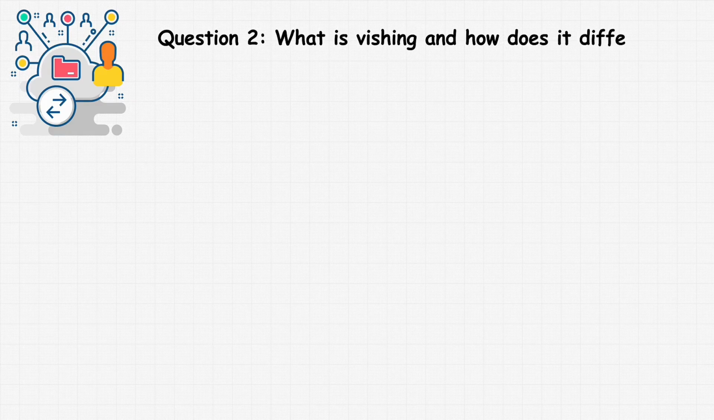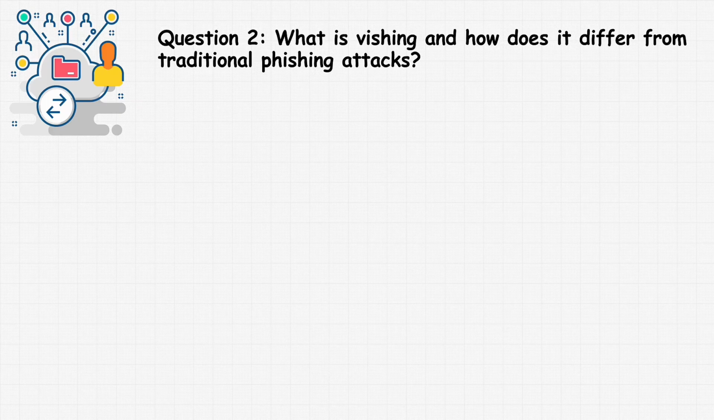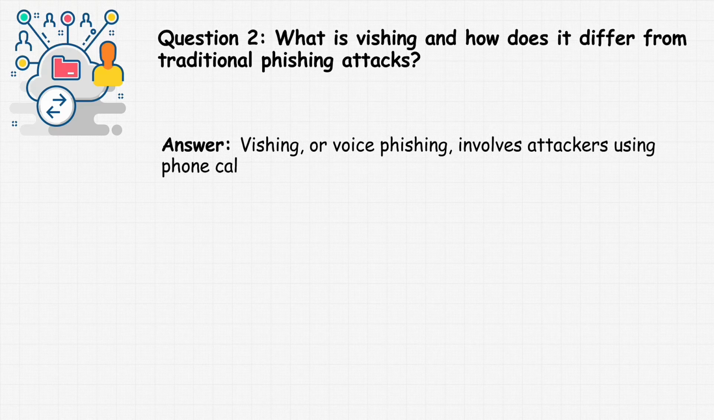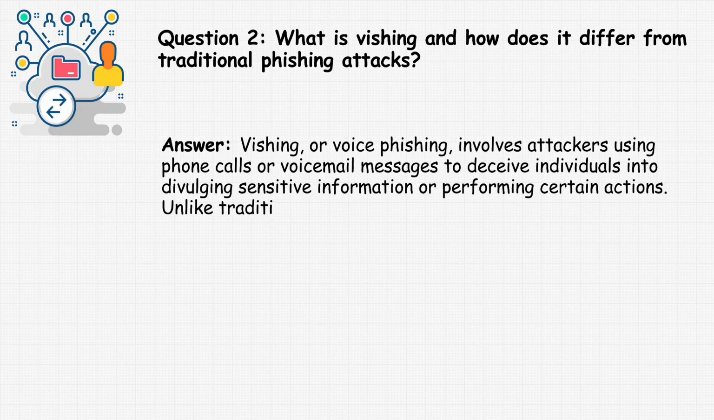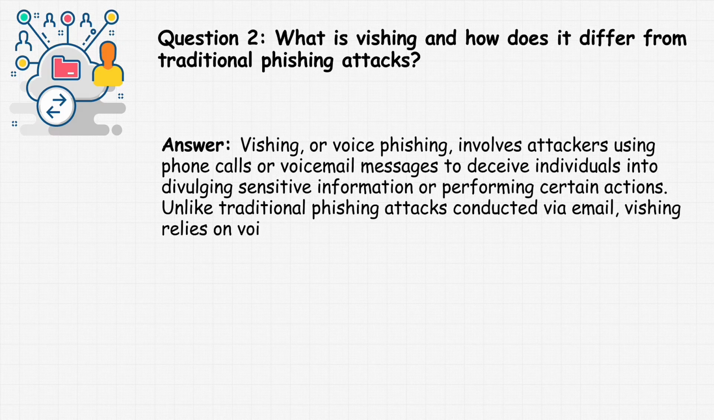Question number 2 is, what is vishing and how does it differ from traditional phishing attacks? Let's wait a few seconds for this one as well. And if you guessed properly that vishing is voice phishing, which involves attackers using phone calls or voice email messages to deceive individuals into divulging sensitive information or performing certain actions, you're 100% right. Now, unlike traditional phishing attacks that are conducted via email, vishing relies on voice communication in order to manipulate victims.